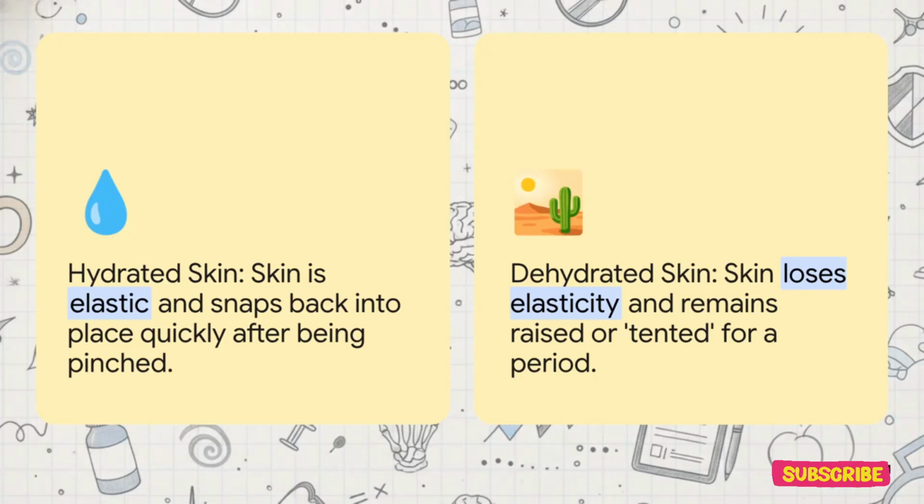The answer is A, hydration status. This is such a cool, simple physical check. When you're properly hydrated, your skin is elastic. It's like a rubber band that snaps right back. But when you're dehydrated, it loses that elasticity and kind of stays pinched up for a second. We call that tenting, and it's a super quick visual clue about what's happening inside the body.